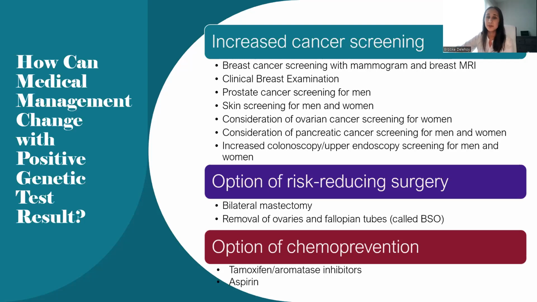Lastly, some examples of chemoprevention options could be tamoxifen and aromatase inhibitors for ER-positive breast cancer risk reduction, or even the administration of aspirin daily. And of course, all of these recommendations are taken and discussed with a healthcare provider before initiating or starting any of these.